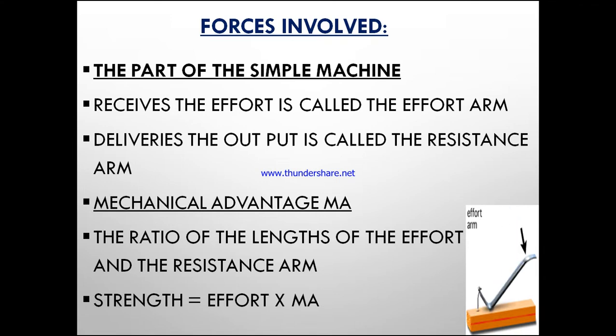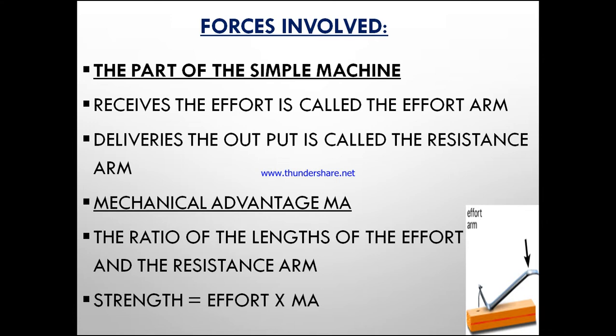The part of the simple machine that receives the effort is called the effort arm. You know the three parts of the lever: fulcrum, effort arm, and resistance arm. The effort arm is the distance between the effort and the fulcrum. The lever's output is called the resistance, and the distance from the fulcrum to the resistance is the resistance arm.